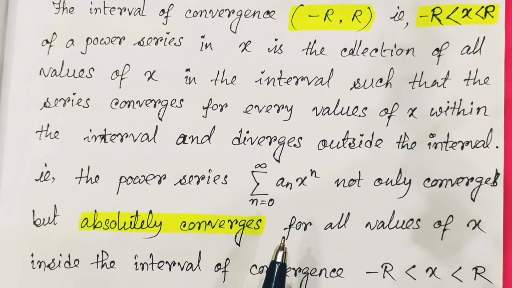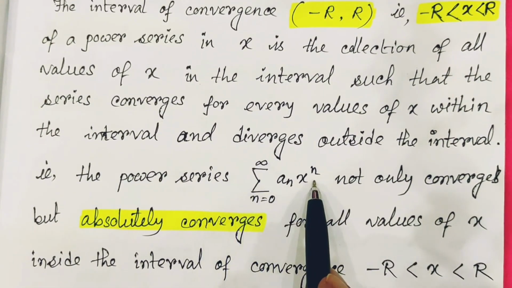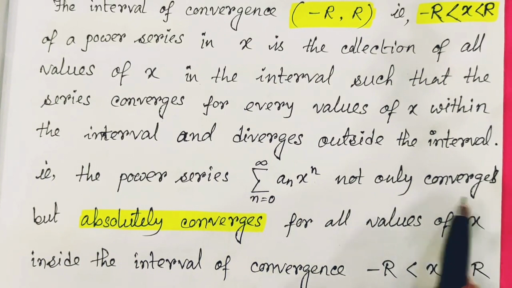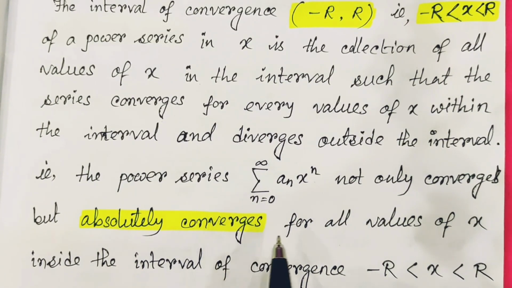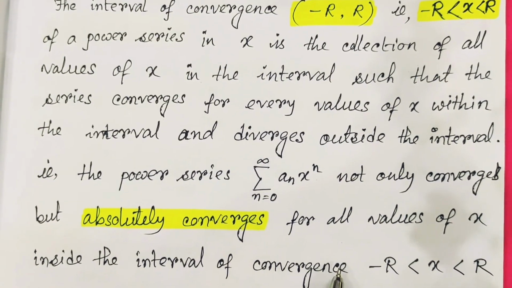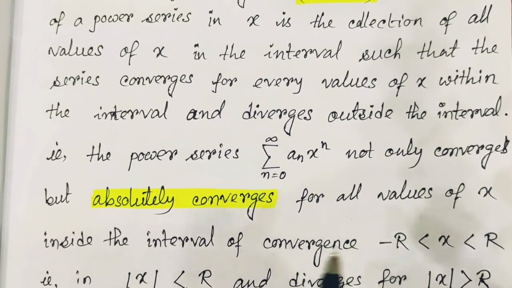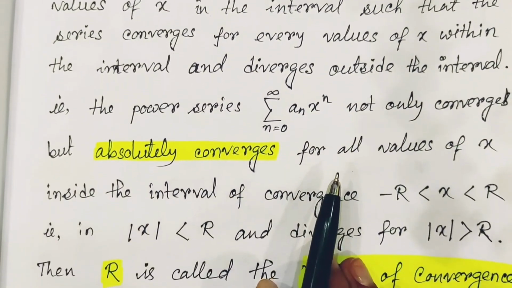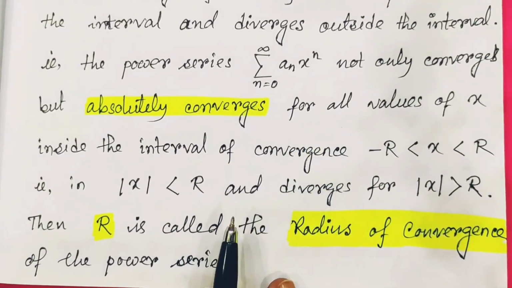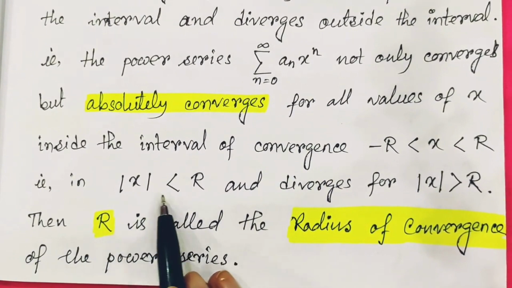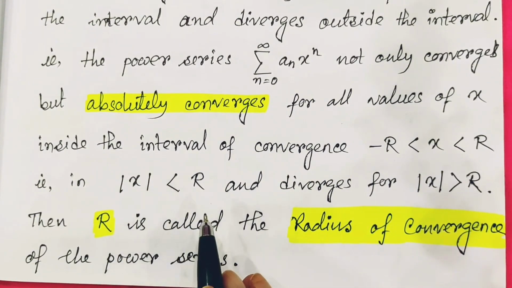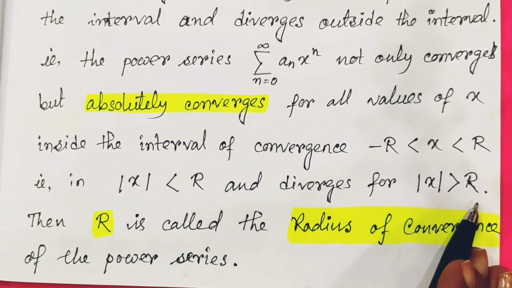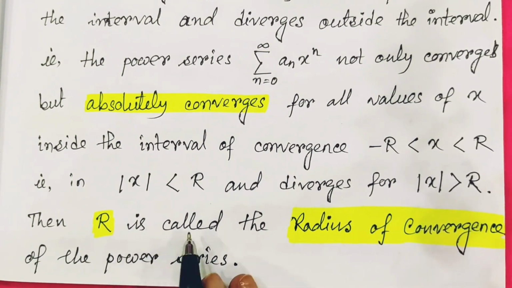That is, the power series, if it is given as summation a_n x to the power n, not only converges but is absolutely convergent for all values of x inside the interval of convergence. This is our interval of convergence. Inside this one, it is not only convergent but absolutely convergent, because mod x is less than r, and it diverges for mod x greater than r. Then r is called the radius of convergence of the power series.